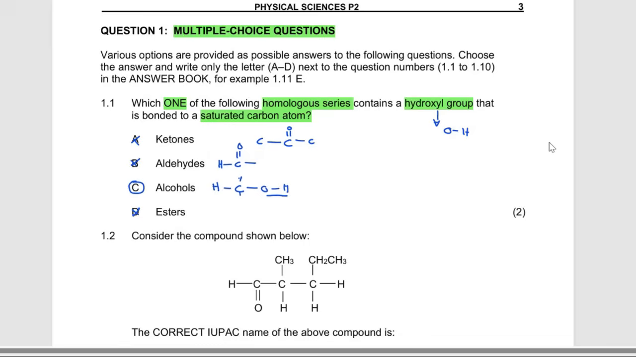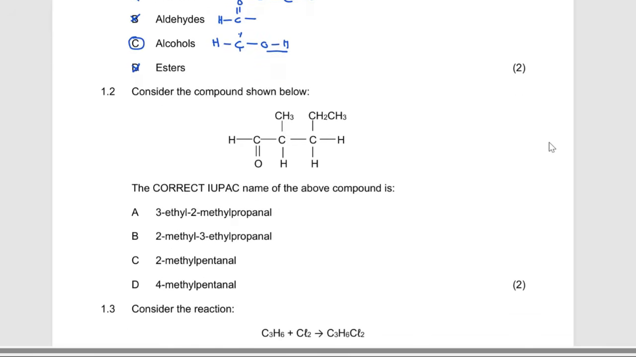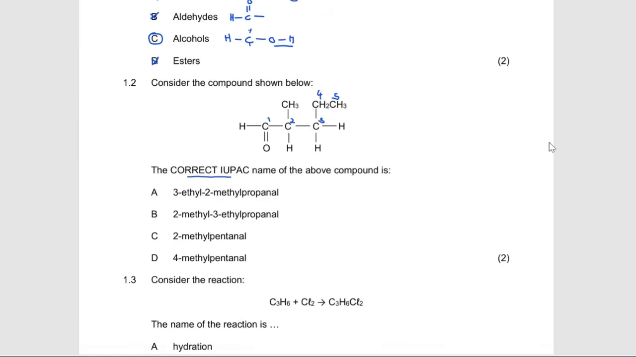Then moving on to 1.2: consider the compound shown below. We're looking for the correct IUPAC name of the above compound. If we look at this functional group, we can see this one is an aldehyde. So this is the functional group of aldehydes. In terms of numbering, we're supposed to number from the side closest to the functional group. So I'm going to start numbering my carbons as carbon number 1, 2, 3, 4, and 5 in order to get the longest chain. Our longest chain is going to be 5 carbons.